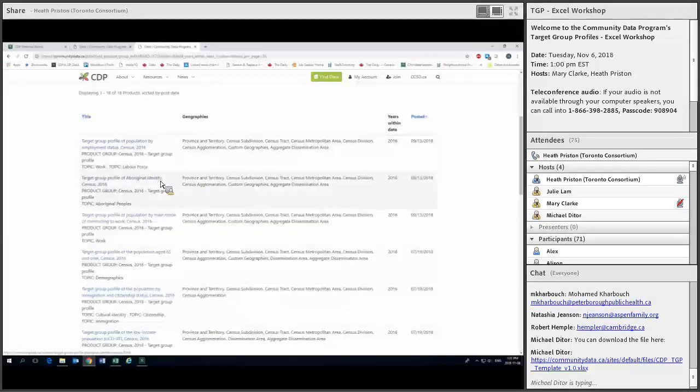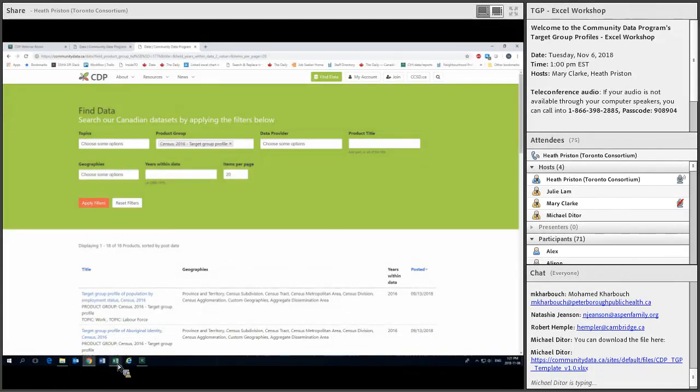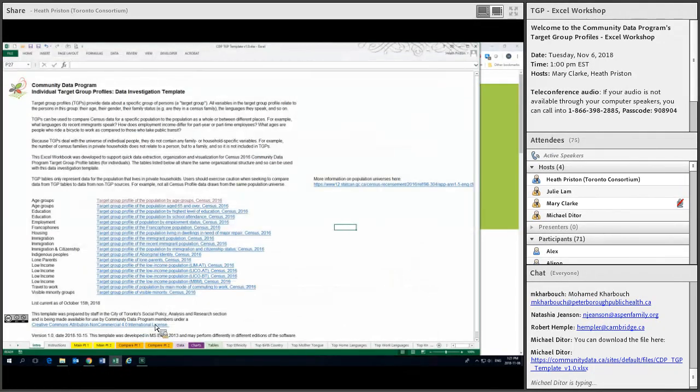So again, it's really just a matter of accessing those. You can click on them directly through the template, but of course you can also find them right in the community data website, and it's really the simplest way if you're specifically looking for the target group profile. It's just a matter of clicking that target group profile under product group, filtering that, and there you go. You've got the whole list of them there.